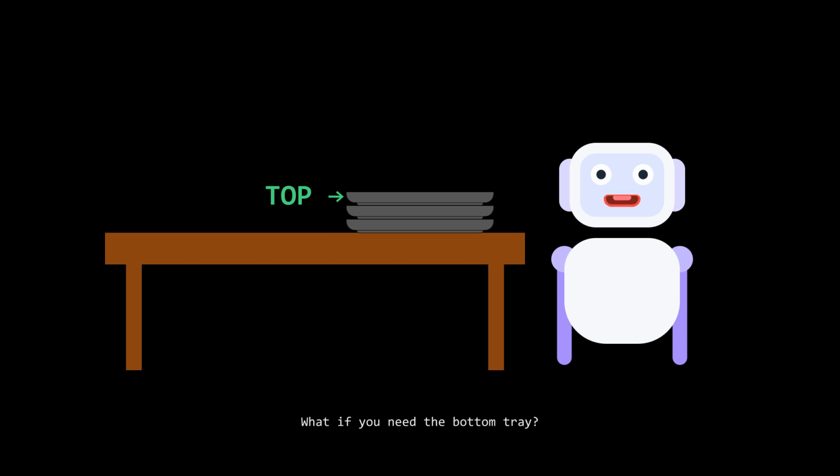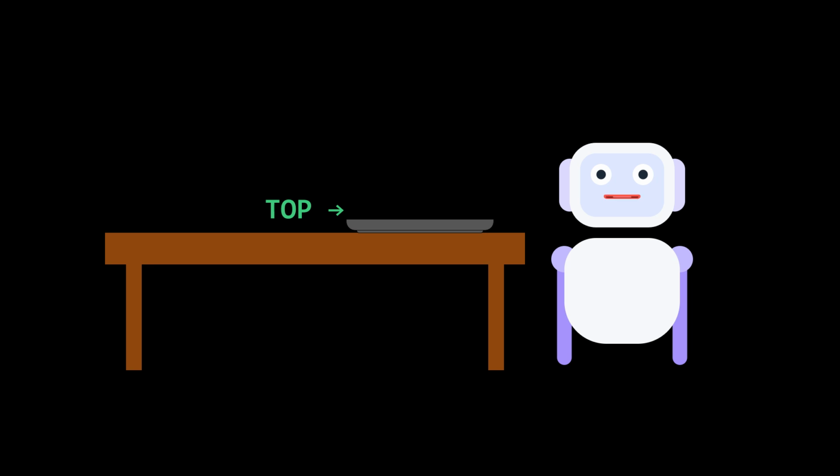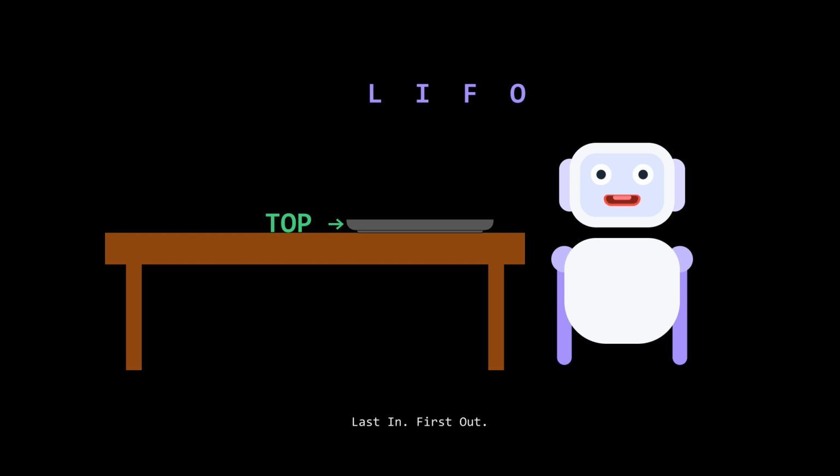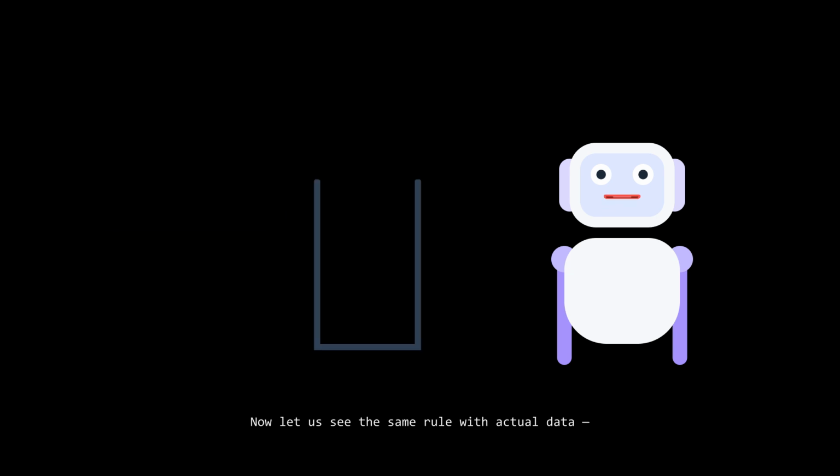What if you need the bottom tray? You have no choice. Remove everything above it first. So we remove tray 3 first, then tray 2. Now tray 1 is reachable. The one placed first is the last one out. Tray 3 went in last. It came out first. Tray 1 went in first. It came out last. Last in, first out. This is the one rule that defines a stack. Last in, first out.